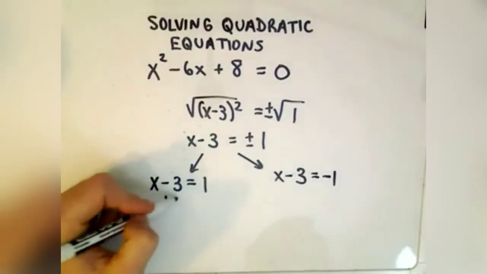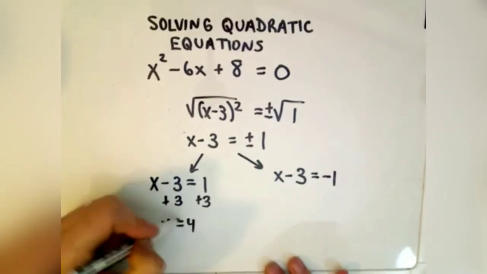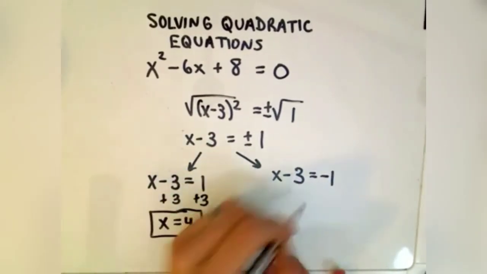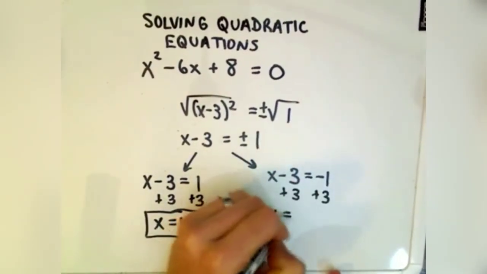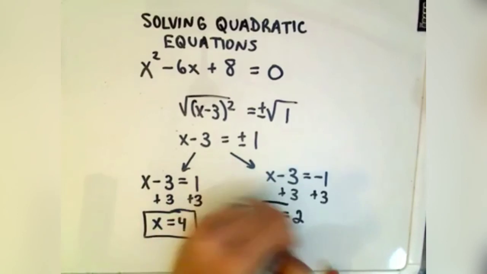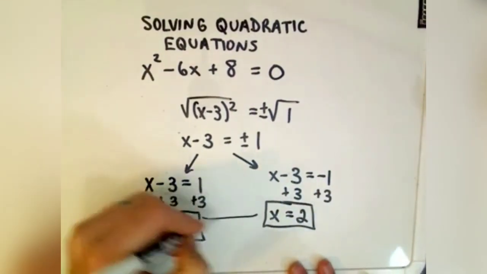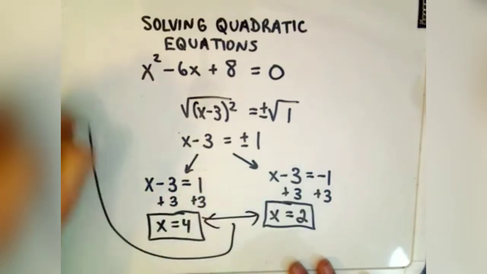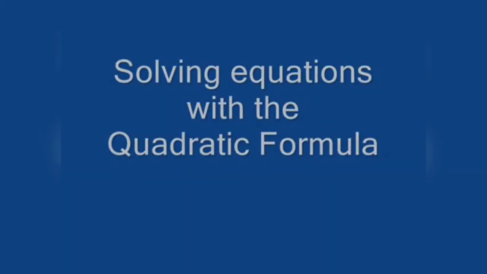Okay, so we'll simply add 3 in both cases, and we'll get x equals positive 4 as one of our solutions. If you add positive 3 to the other side, we'll get x equals positive 2 as our other solution. And you can check that if you plug 2 and 4 back into the original equation, you will get 0 out.